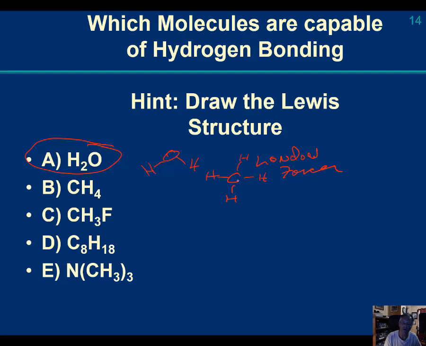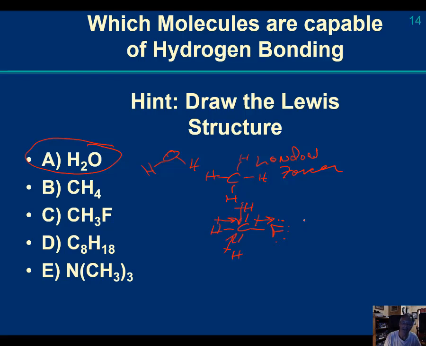CH3F, it's fairly similar to that. You've got carbon as a central atom. You've got hydrogens, and then you've got a fluorine here. Now this will be a polar molecule because fluorine is more electronegative than the hydrogens, and so the electrons will get drawn in that direction.